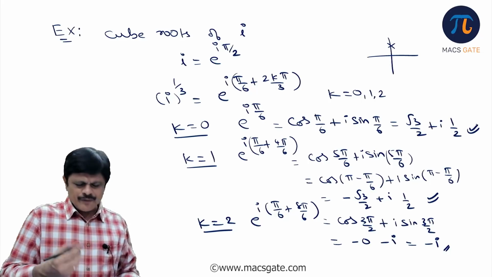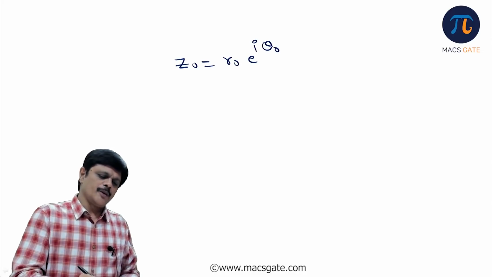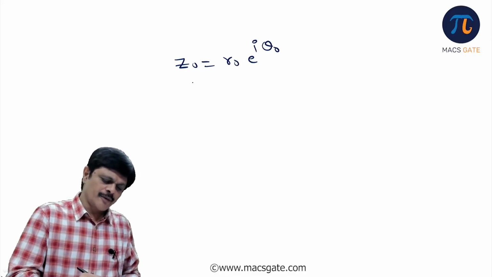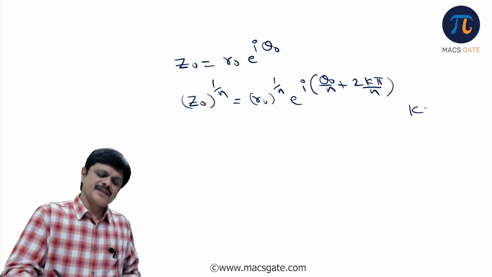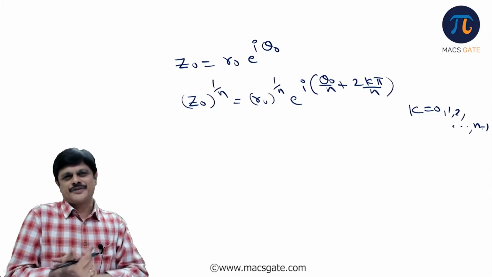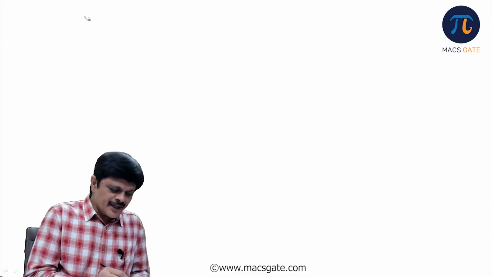So cube roots or fourth roots of any complex number given in its exponential form, we can find the nth roots of the complex number by this formula: R naught power 1 by n, e power I theta naught by n plus 2k pi by n. By making k is equal to 0, 1, 2 up to n minus 1, we get the n distinct roots. Is the idea clear? Let us take some interesting GATE questions.